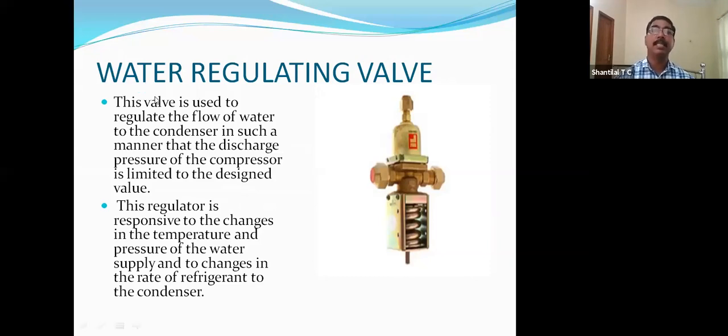Okay, this valve is used to regulate the flow of water to the condenser in such a manner that the discharge pressure of the compressor is limited to the designed value. This regulator responds to the changes in temperature and pressure of the water supply and to changes in the rate of refrigerant flow to the condenser.